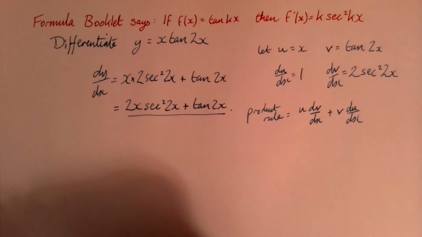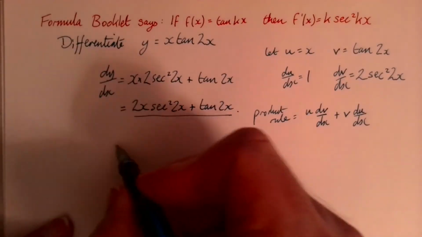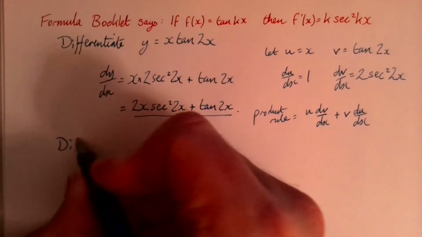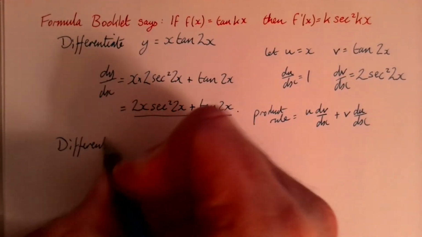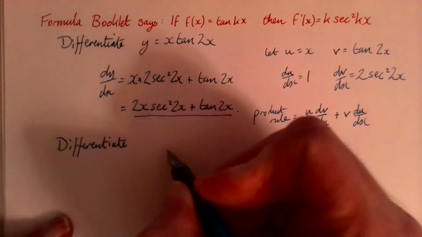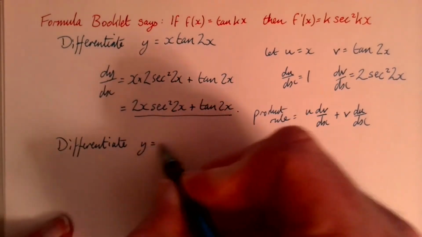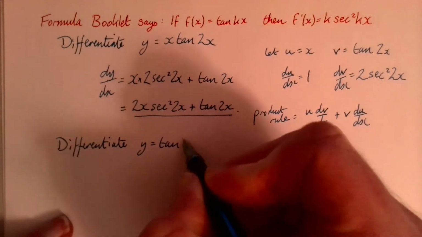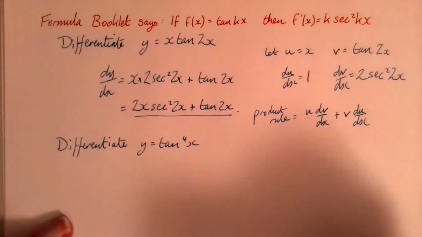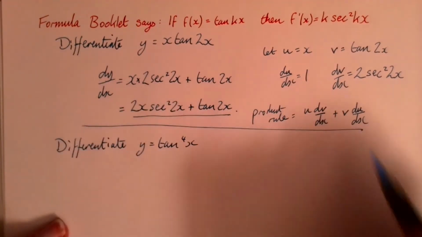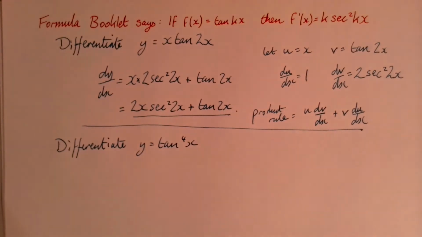Okay, let's have a look at another one. How about differentiating y equals tan to the power 4x? I'm going to pause it and have a go. You'll need to be using the chain rule this time, which we learnt just before we did the product rule.